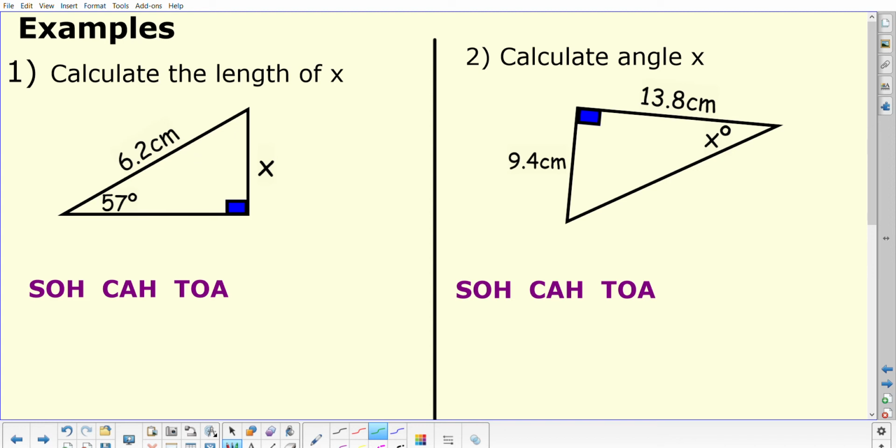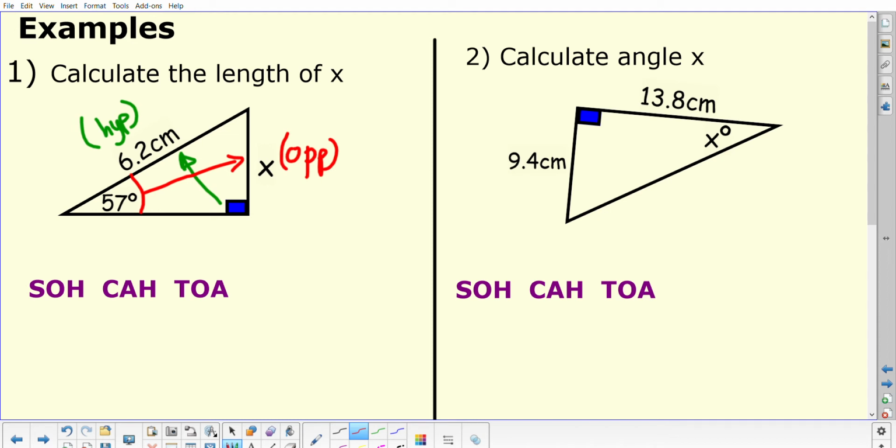So clearly, first thing we want to do is label. Right across from the right angle, we've got the 6.2, and that is my hypotenuse. So I know the hypotenuse. I've got this other marked angle here, and the other side that I've got information on is this, where I've got this x that I'm trying to work out. Now relative to that 57, that is the opposite side.